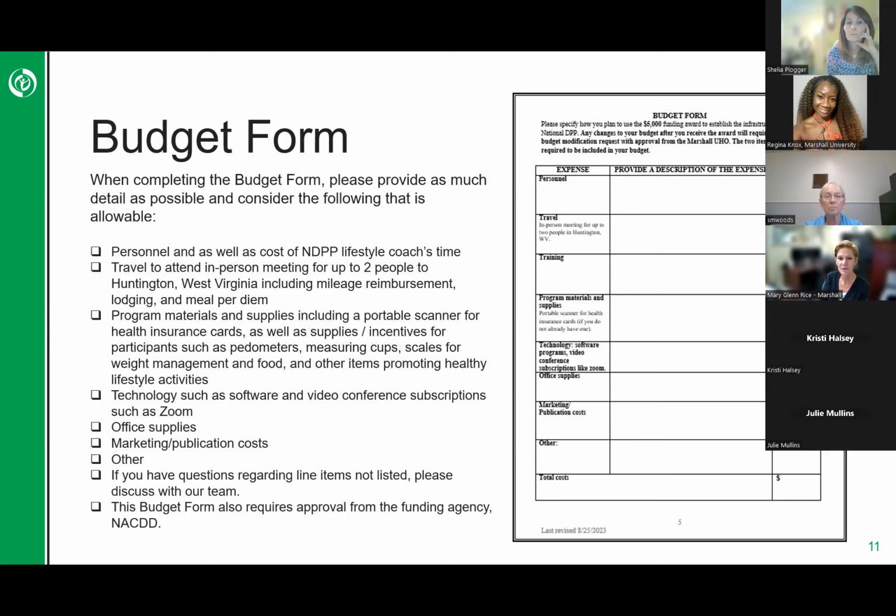And you would just briefly give us some detail and then include the amount, as well as travel. The travel, we hope that everyone will be able to attend our in-person meeting in November. And the travel expenses that are typically approved and allowed would be the cost of either a rental car and gas for the rental car, or your mileage reimbursement from your personal vehicle, as well as, if you're traveling a distance and you need to stay overnight, lodging and your meal per diem.